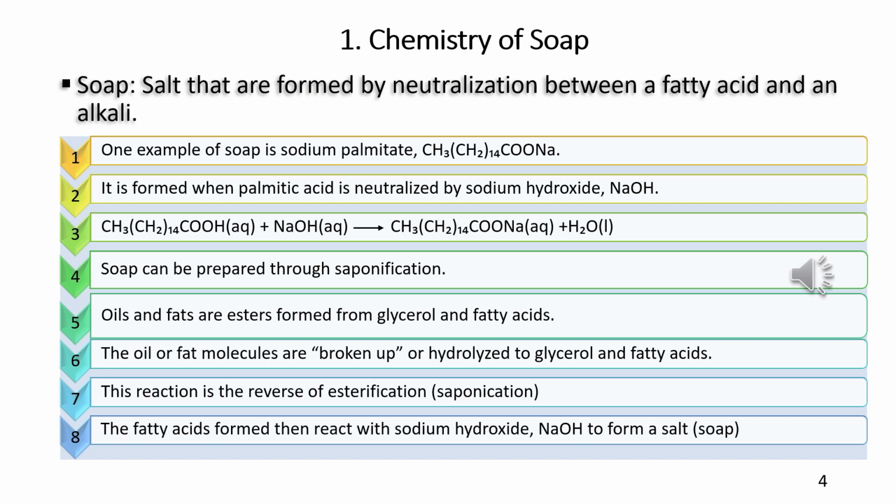So what are soaps? Salts that are formed by neutralization between a fatty acid and an alkali are called soap. So soaps are the salts that are produced by the process of neutralization that occurs between a fatty acid and an alkali.